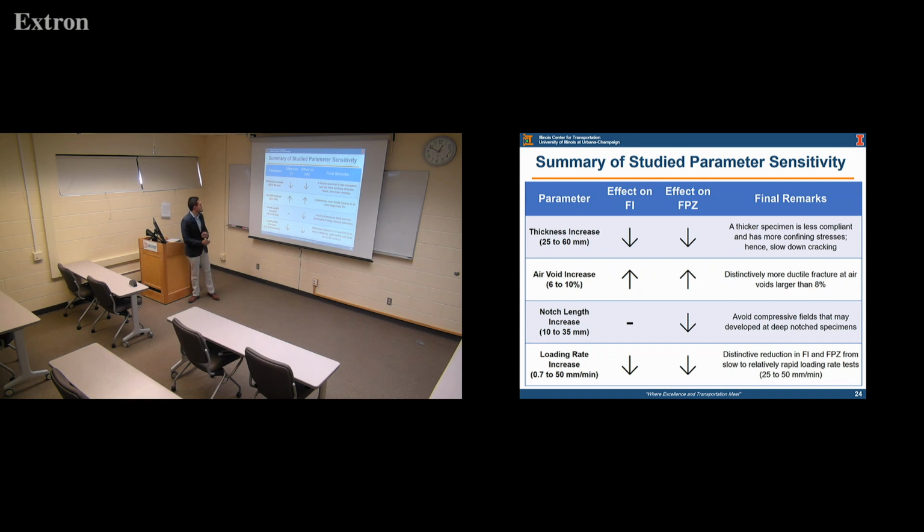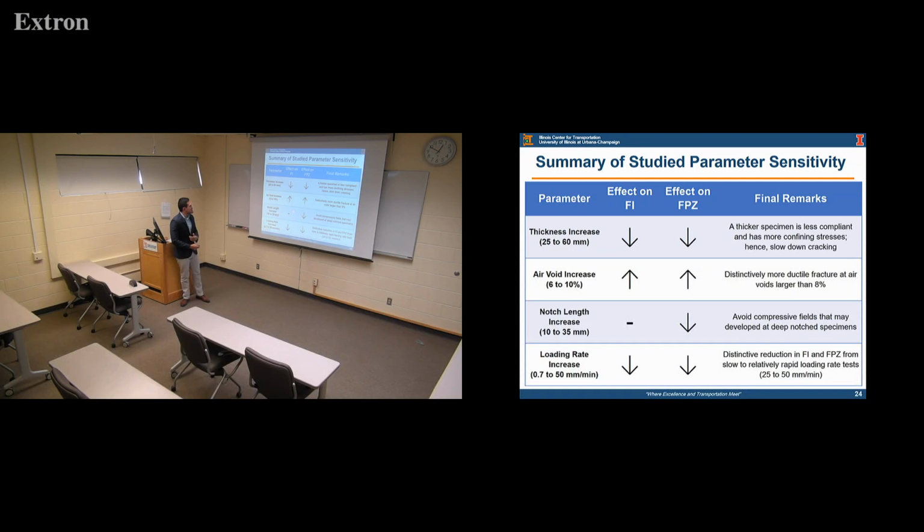a larger thickness. In the case of the air voids, we increased the air void content, and what we saw was an increase in the FI and an increase in the fracture process zone. And why is that? Because we have a more compliant material, and we have a material that, when it's going to fail, is branching out, and that is restricting the development of the crack. So the crack propagates slower.